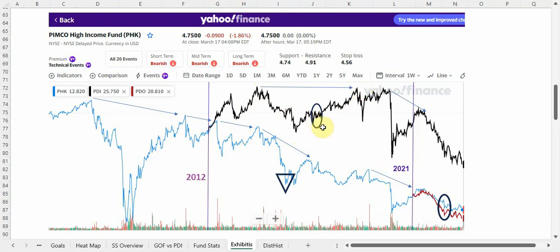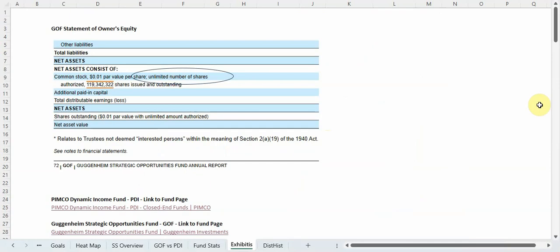In June of 2017, PDI began to use what is called an at-the-market facility, or ATM. Now, what is an ATM? The ironic thing about closed-end funds is that they're called closed-end funds, and the assumption is that a closed-end fund is usually closed to new investors, but nothing can be further from the truth.